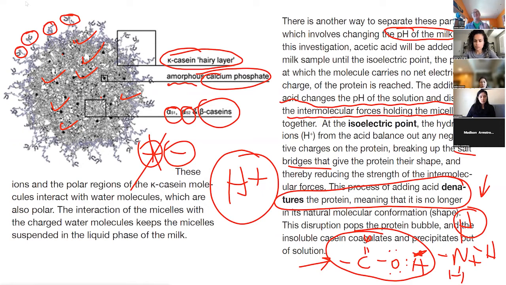It no longer has its natural tertiary structure or three-dimensional shape. And then it just crashes out. So it denatures and then it coagulates together.